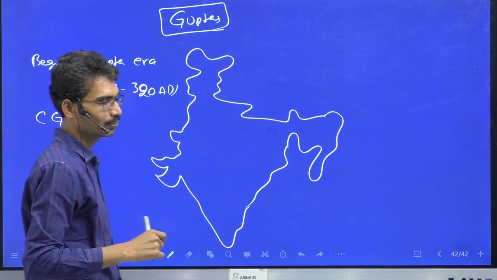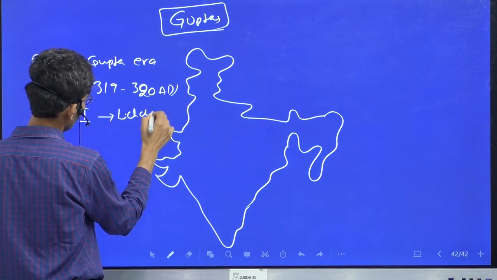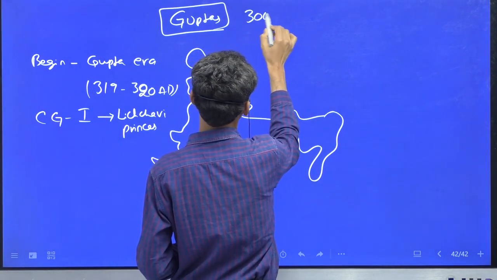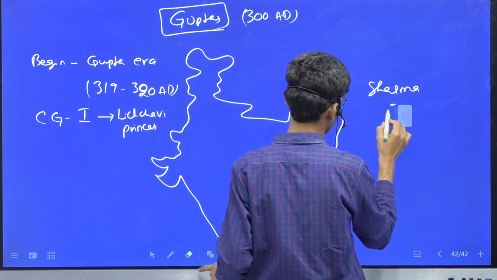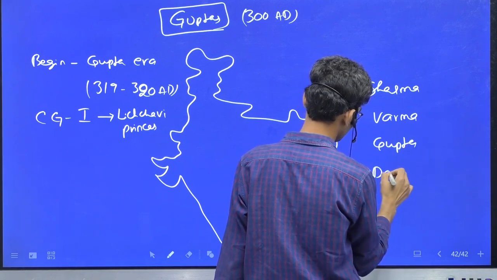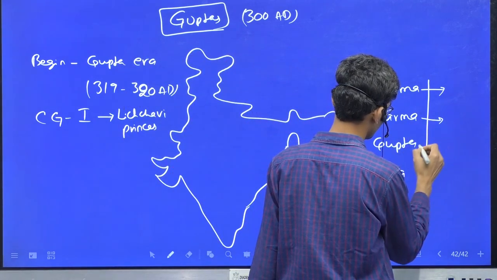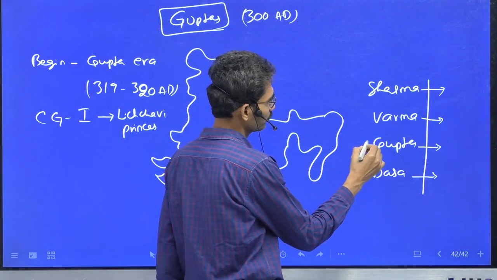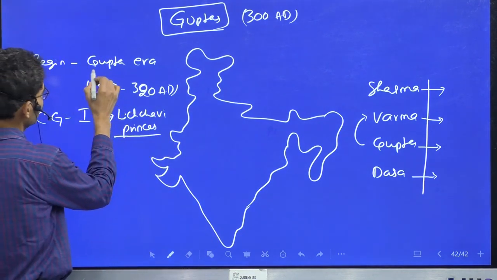Chandragupta I. Don't confuse between Mauryan ruler Chandragupta Maurya and Chandragupta I. He married a Lichchavi princess because Vaishyas, by this time, now we are in 300 AD. Some titles also emerged by this time. Sharma, Varma, Gupta, Dasa. Sharma represented Brahmanas, Varma represented Kshatriyas, Gupta represented Vaishyas, Dasa represented Shudras. Chandragupta, in order to legitimize his rule, married a Kshatriya princess, Lichchavi princess, and established Gupta era.